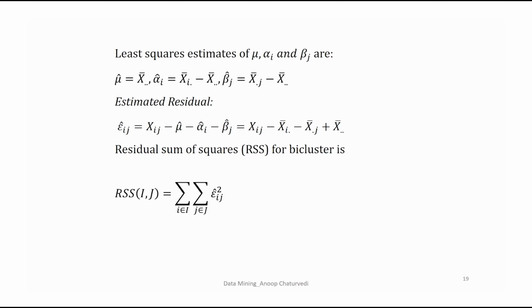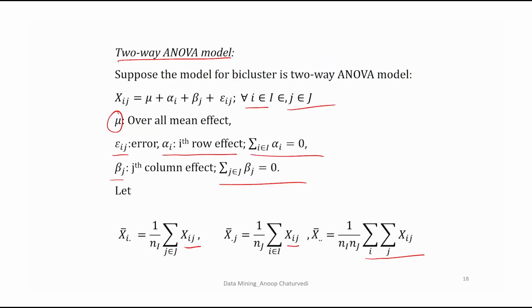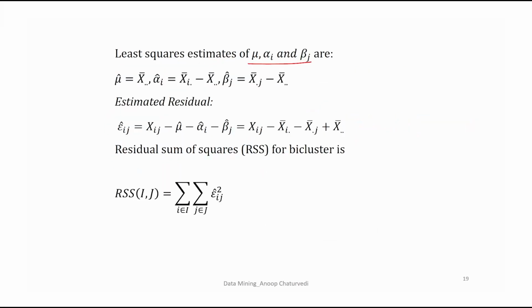And then suppose x bar i dot is equal to 1 upon Ni summation over j xij, and x bar dot j is 1 upon Nj summation over i xij, and x bar dot dot is the overall mean, that is 1 upon Ni Nj summation over i summation over j xij. So, now we obtain the least squares estimates of mu, alpha i and beta j, and for that purpose what we do, we take the sum of squares, summation over i summation over j xij minus mu minus alpha i minus beta j whole square, and then we differentiate it with respect to mu, alpha i and beta j, and we then put those differential coefficients equal to 0. We solve the equations for mu, alpha i and beta j, and we also use these constraints, and ultimately we get these least square estimators for mu, alpha i and beta j.